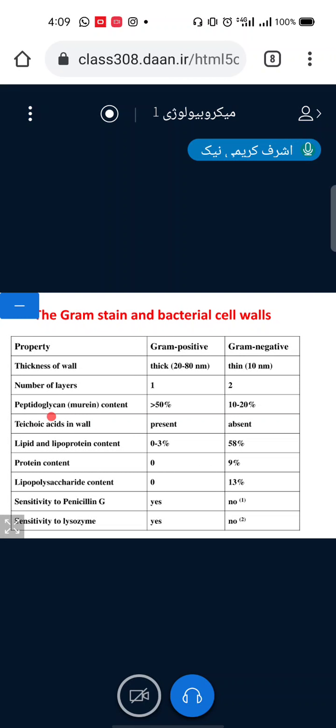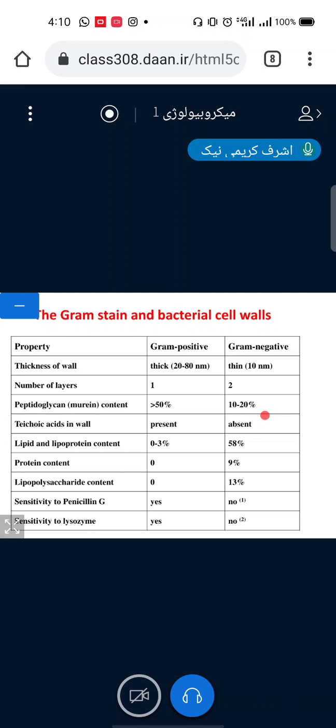Peptidoglycan or murein content. In gram-positive, over 50%, and in gram-negative, 10 to 20%. Yes, in gram-negative, peptidoglycan is low, 10 to 20%, or 10 nanometer, it is thin.